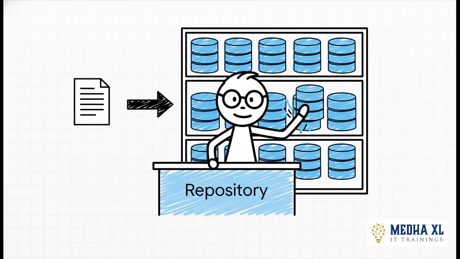Next, we've got the repository. Think of this as the librarian for our data. Its only job is to talk to the database. And thanks to the power of Spring, we don't have to write all those complicated database queries. We just tell the repository, hey, save this user, or go find all the users, and it just handles it.